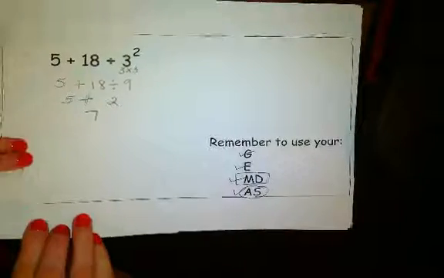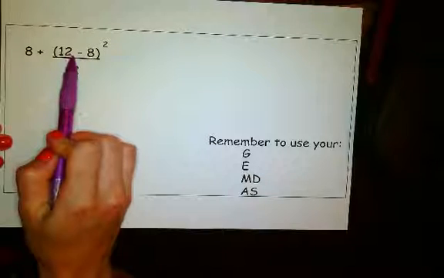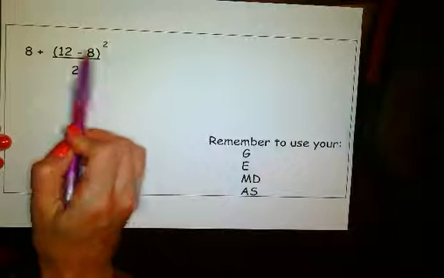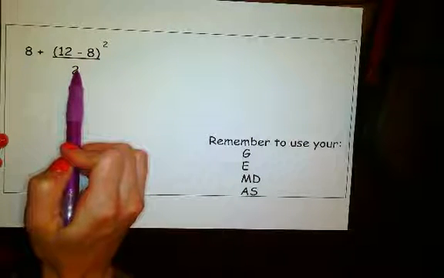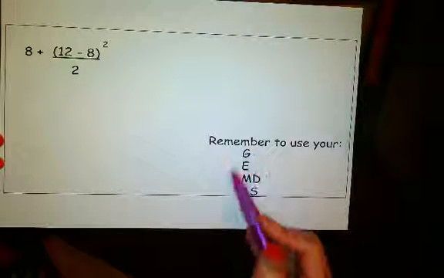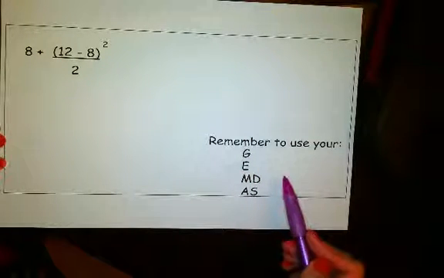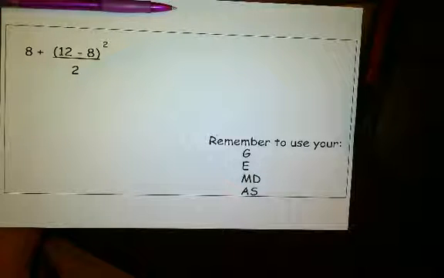Here is our second example problem. We have 8 plus 12 minus 8, and that's in parentheses, squared over 2. I want you to go ahead and write this problem down in your spiral along with your checklist. And when you're finished, I want you to put your pencil down in front of you. That way I know that you're finished. Remember, I am going to wait till I see everybody's pencil on their desk before we start this problem.